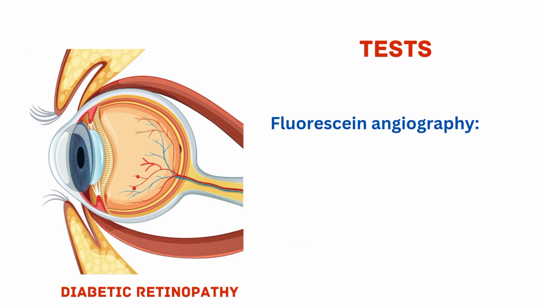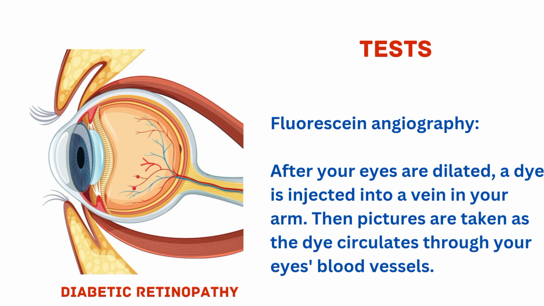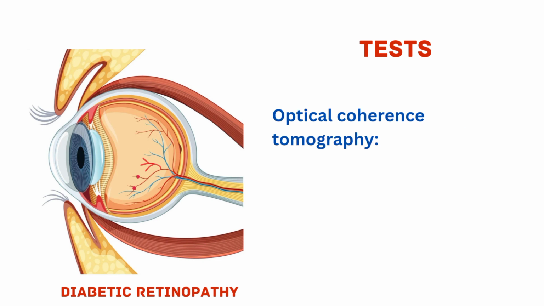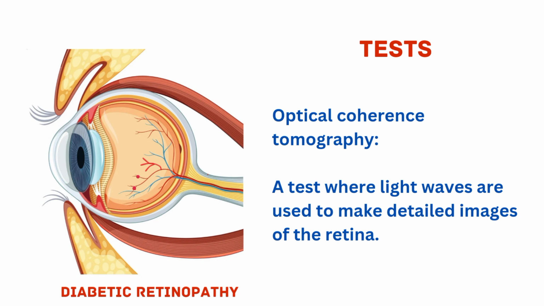Fluorescein angiography. After your eyes are dilated, a dye is injected into a vein in your arm. Then pictures are taken as the dye circulates through your eye's blood vessels. The images can pinpoint blood vessels that are closed, broken, or leaking. Optical coherence tomography, a test where light waves are used to make detailed images of the retina.